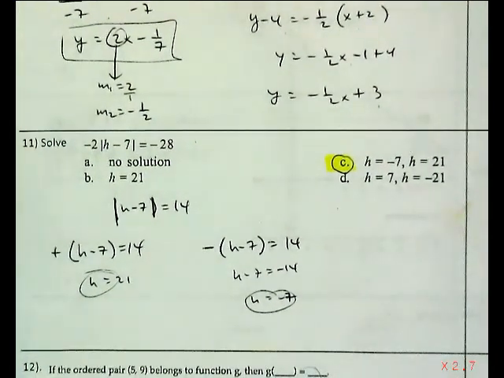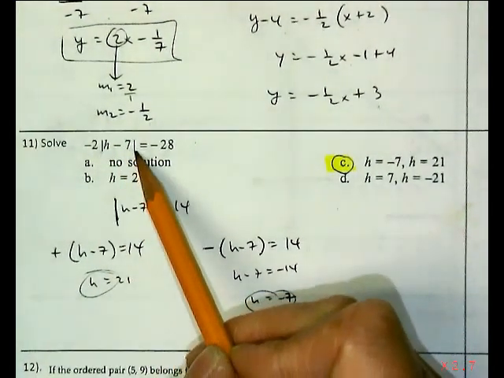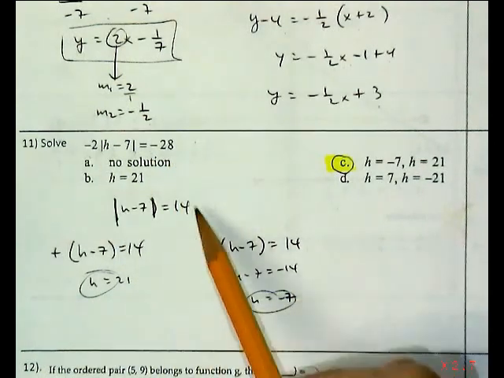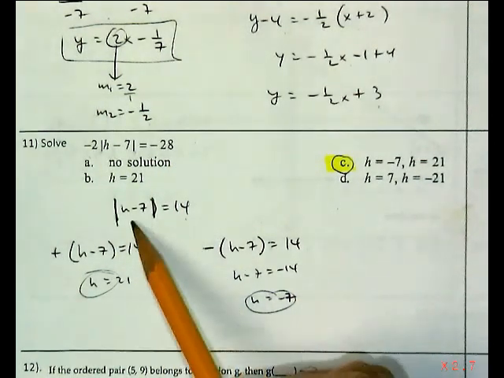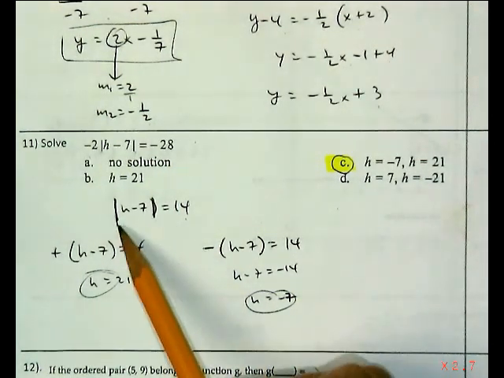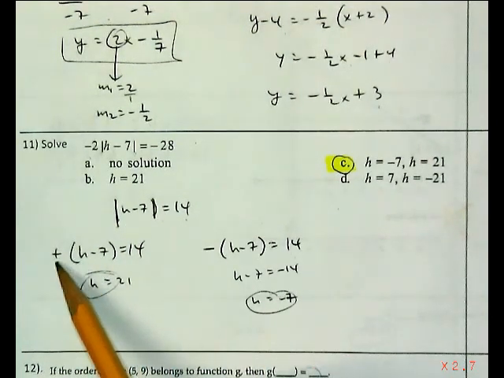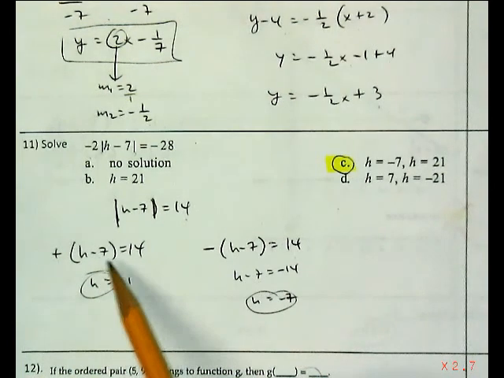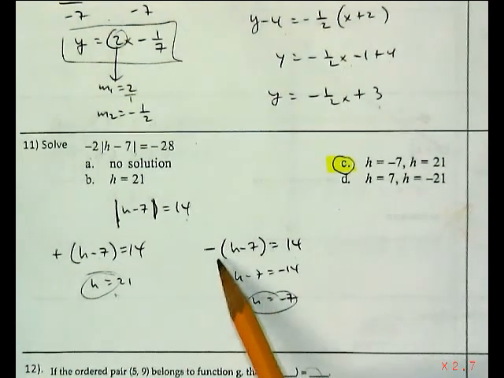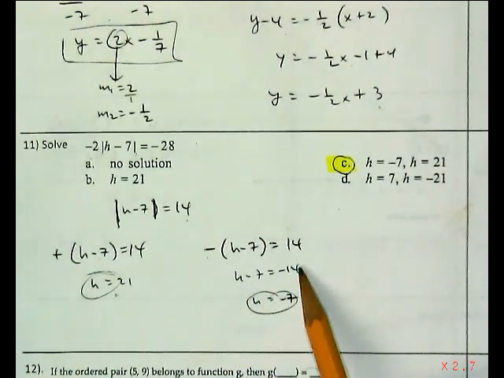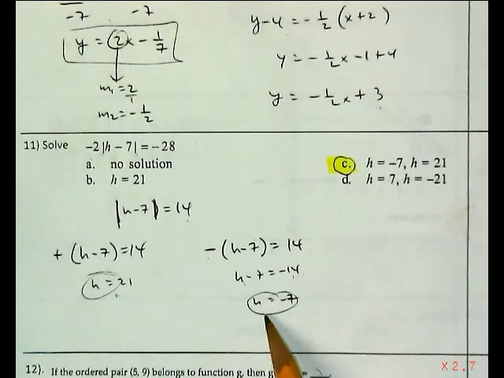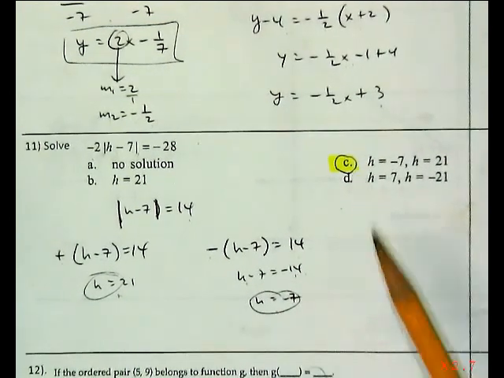For C, I want to make sure my absolute value signs are isolated. In order to do that, I'm going to divide both sides by negative 2. So I have this. Now my absolute value signs are isolated. I have one positive, one negative. Here I can drop the plus sign in the parentheses, and I'll add 7, I get h is 21. Here I'm going to divide both sides by -1, then add 7, h is equal to -7. So my two solutions are C.